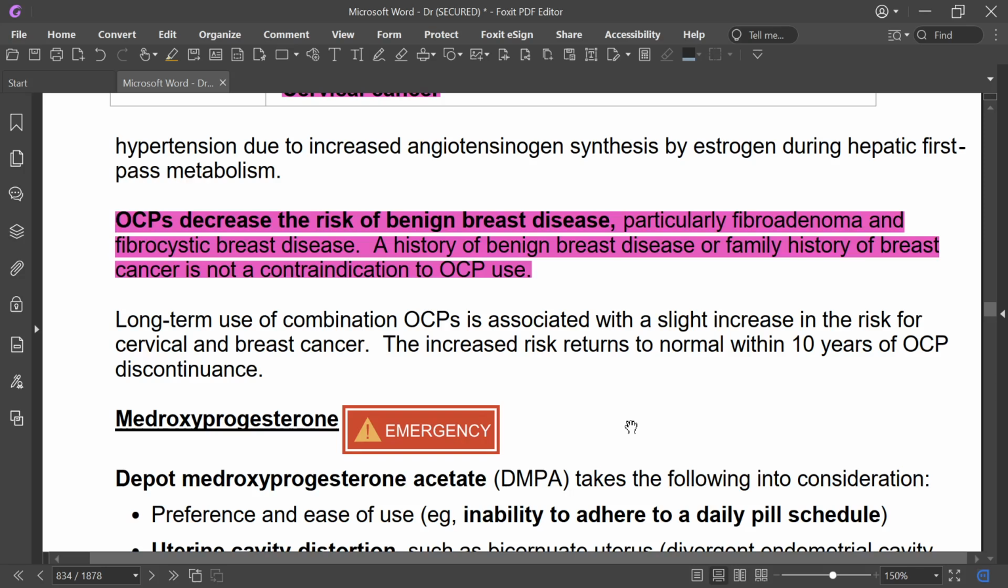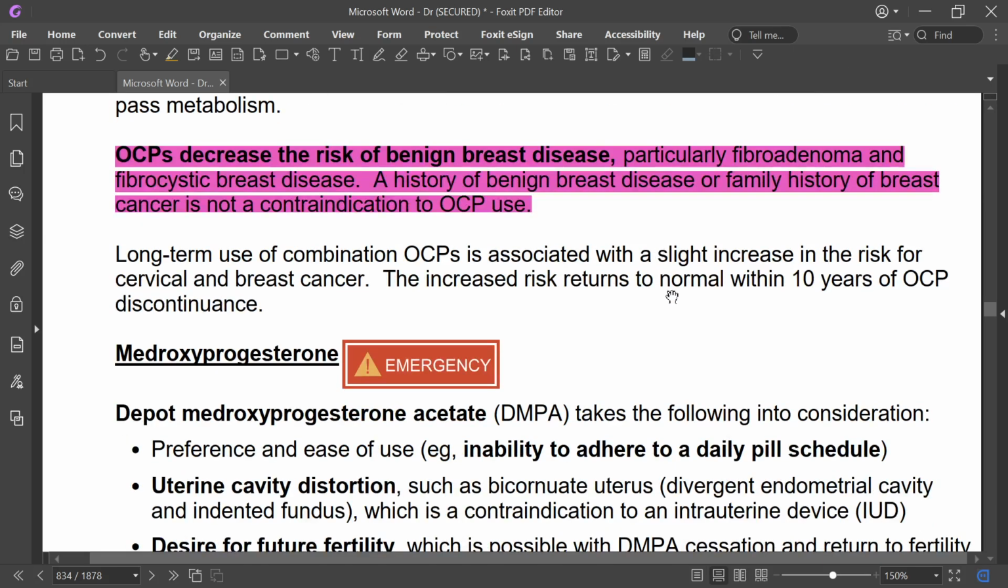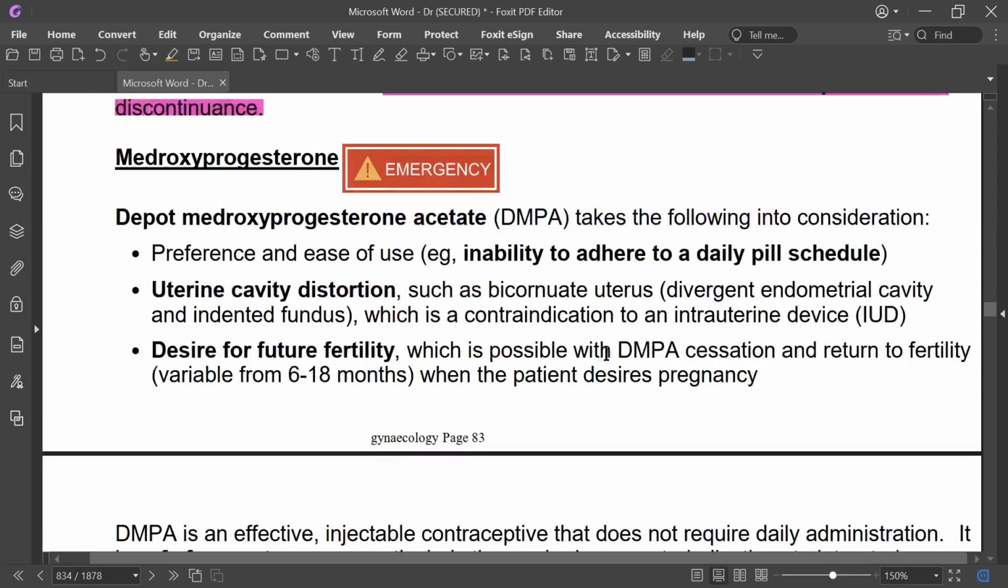Long-term combination OCP use is associated with a slight increased risk of cervical and breast cancer. The increased risk returns to normal within 10 years. If I stop OCP, how much time do I need to be as normal as before? The answer would be 10 years.